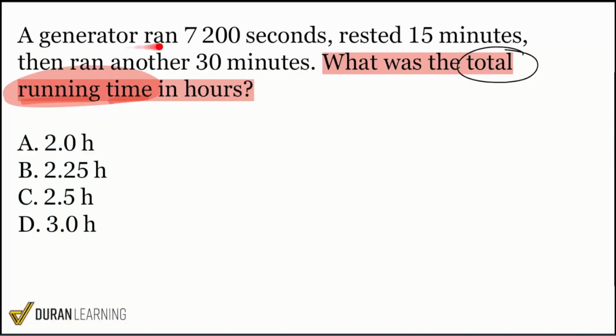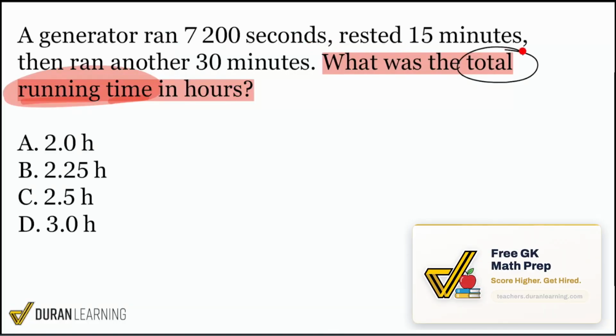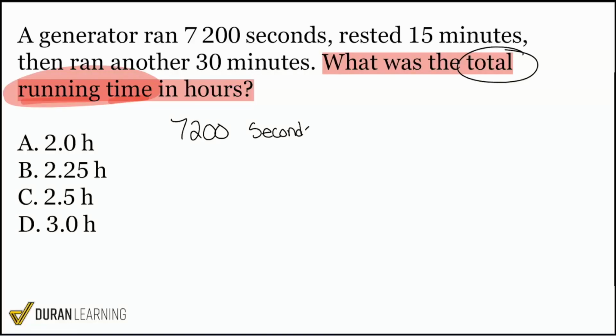It says a generator ran for 7,200 seconds, then it rested 15 minutes, and then ran for another 30 minutes. So the total running time, what is that going to be? The total running time is going to be right over here, 7,200. But that's in seconds. And we're going to be adding that with the 30 minutes.